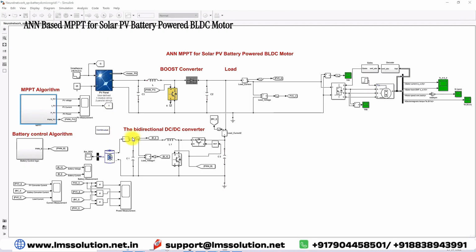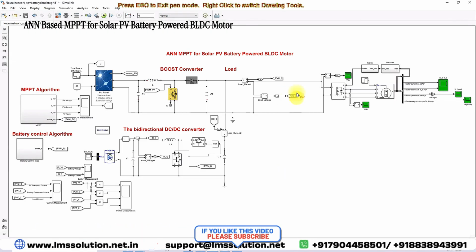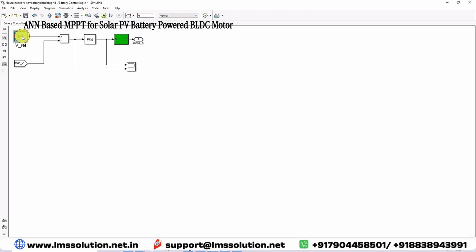And then here we need to control this bidirectional converter based upon the voltage control method. That means this is the DC bus, so we need to maintain the voltage around 24 volt here. We need to control this. For that we have to measure the voltage across this inverter or this DC bus, and then it will be compared with the 24 volt.